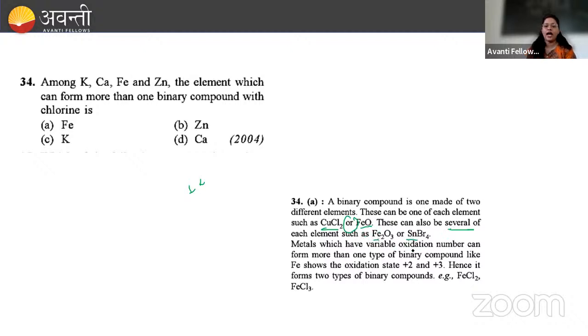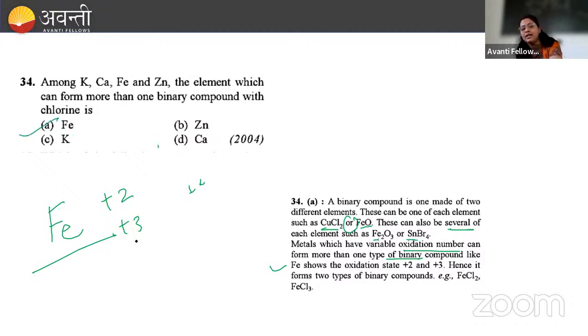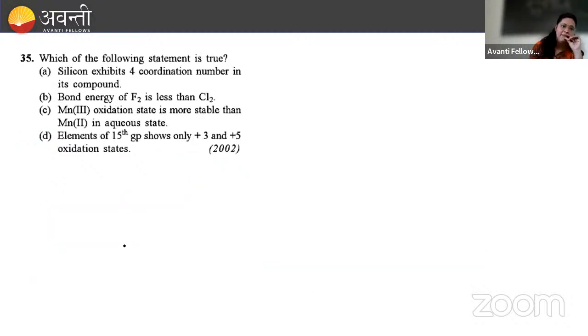So metals which can have variable oxidation number can form more than one type of binary compound, like iron. Iron can form different oxidation states from +2 to +3 and so it forms different kinds of binary compounds. So binary compound means one atom and another different atom, so our answer is iron. Among all these metals, iron is showing the most variable oxidation state. That's why it is the answer.